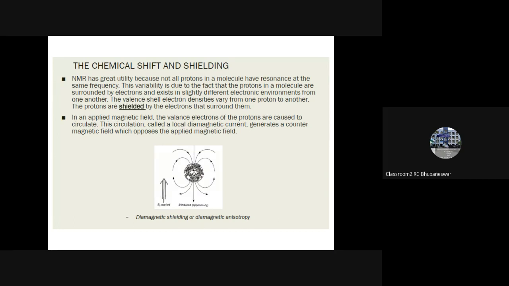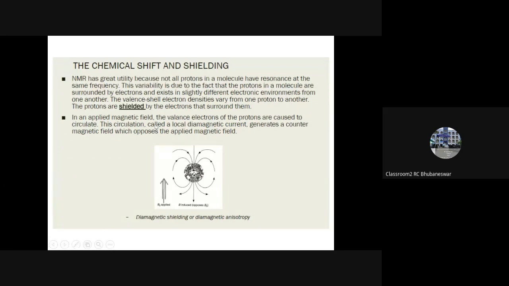If you are taking a molecule with 4 or 5 protons, you'll be thinking that these 5 protons will resonate at the same frequency. No, it's not that. Within that molecule itself, you have to see what is its position. Accordingly we can predict. So we'll see through examples also.